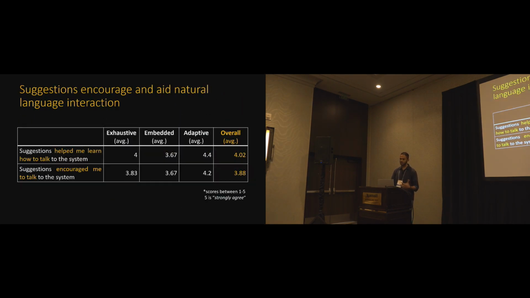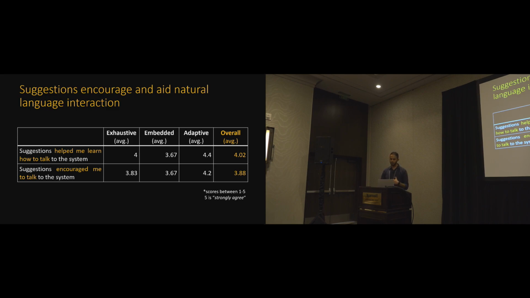Right. In this particular case, we did a between-subjects study, so we don't have data on a comparison between them. But when we asked them two specific questions, whether the suggestions help them learn how to talk, and whether they encourage them to talk, we saw the adaptive one was the one people liked the most, but that's also partially because we were very smart about how the suggestions were shown. On the other hand, the embedded one and the exhaustive one had comparable, moderate ratings.